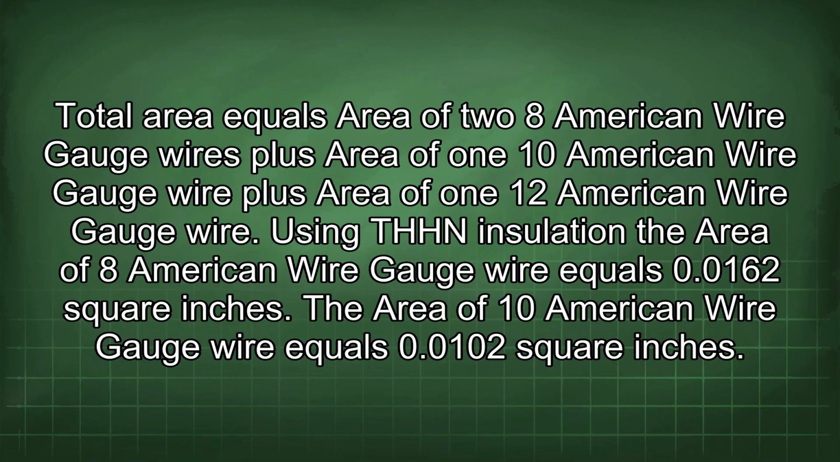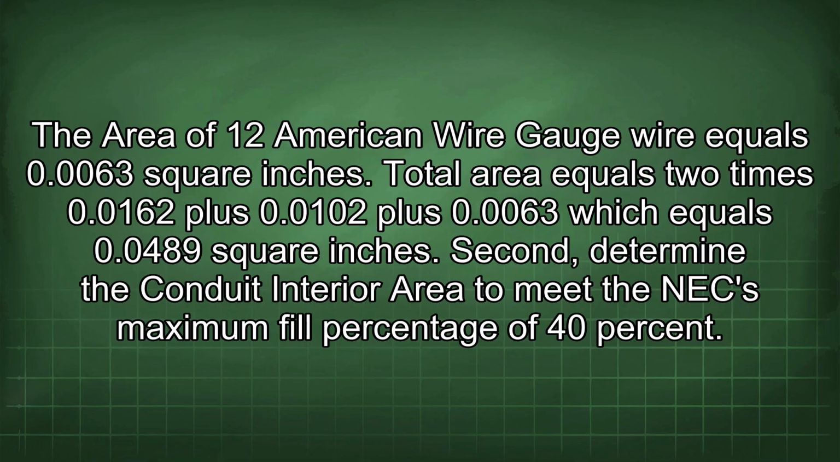Using THHN insulation, the area of 8 American wire gauge wire equals 0.162 square inches. The area of 10 American wire gauge wire equals 0.102 square inches. The area of 12 American wire gauge wire equals 0.63 square inches. Total area equals 2 times 0.162 plus 0.102 plus 0.63, which equals 0.489 square inches.